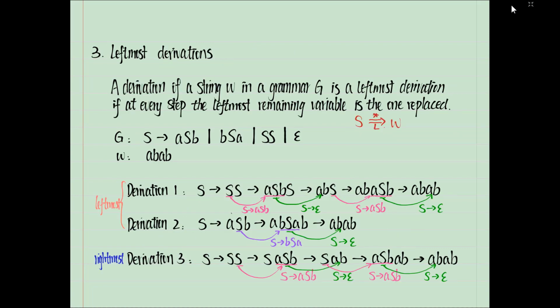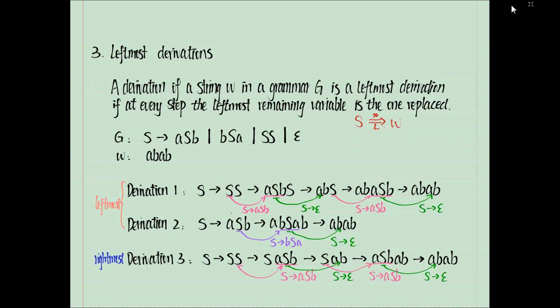Next, we talk about leftmost derivations of a string. By definition, a derivation of a string W in a grammar G is a leftmost derivation if, at every step, the leftmost remaining variable is the one replaced. And we denote such a derivation with S derives W with an L under the arrow. Let's use our old friend, grammar G and W, ABAB. I have provided three derivations. The first two are leftmost derivations, and the third one is a rightmost derivation.